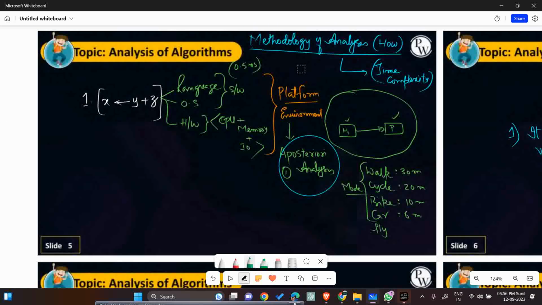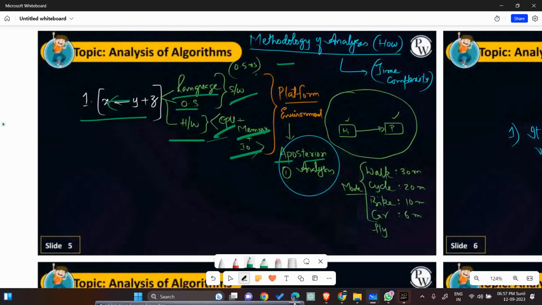What are the methodologies of analysis? How about time complexity? So x plus x is equal to y plus z, alright? Language, OS, hardware, alright? This is software, this is CPU. So three things are platform dependent: CPU, memory, and IO. Right? Software 0.5 nanosecond. Time complexity.